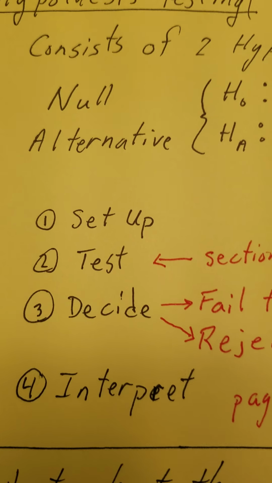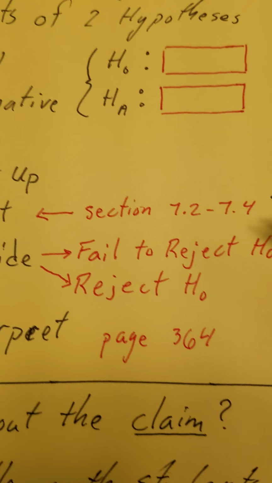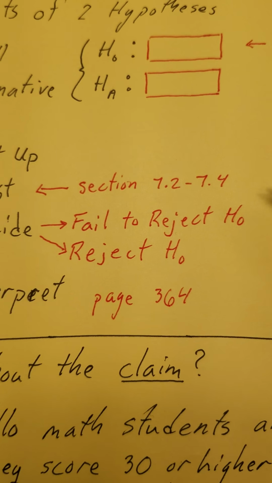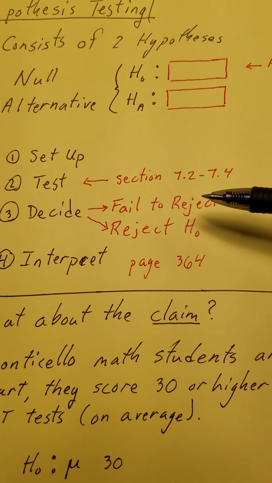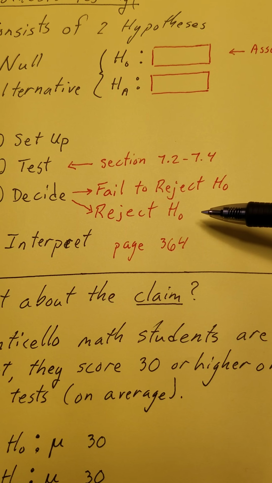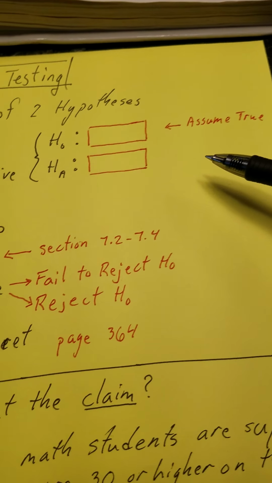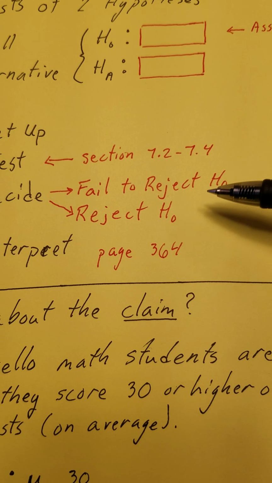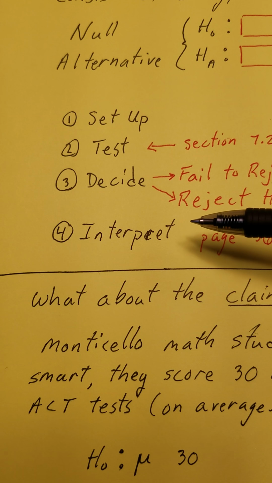So, first thing is you set up these statements, then you test. Now again, that's going to be sections 7.2 through 7.4. Then you decide whether to fail to reject the null hypothesis or reject the null hypothesis. So, right, you're assuming the null hypothesis is true. You do this test and you decide whether to reject the null or not reject the null. And then the last thing you do is you interpret.